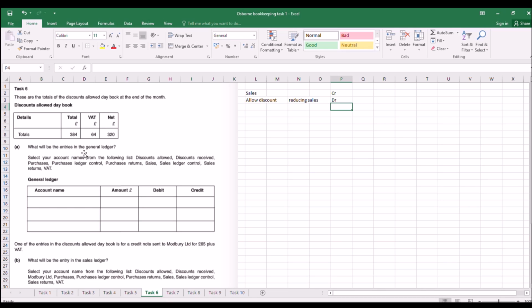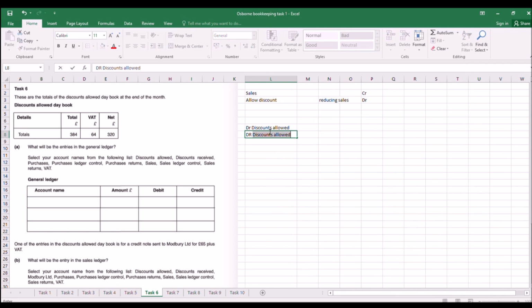Okay, so what are the entries in the general ledger? We discount this thing. So we're going to go debit, where are we? We're debiting our discounts allowed. What I'll probably do is the easy one first, because we'll do the debit the VAT. It's always easier to explain it if I do the easiest bit first. I'm going to credit our sales ledger control account.